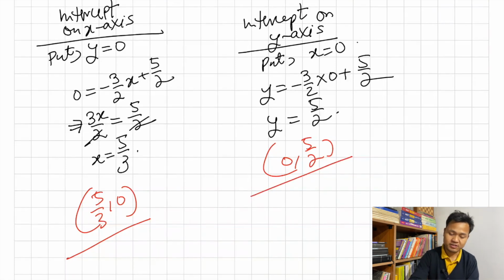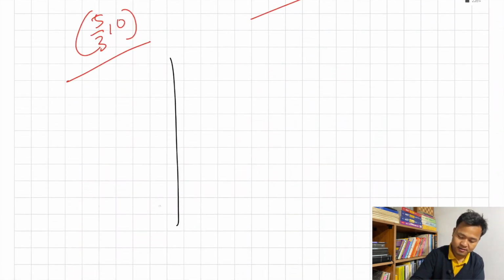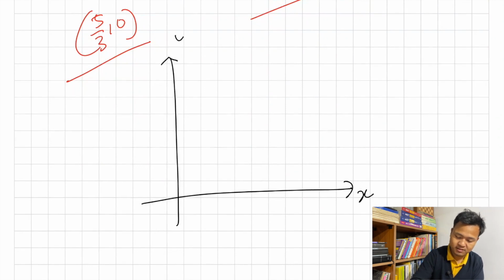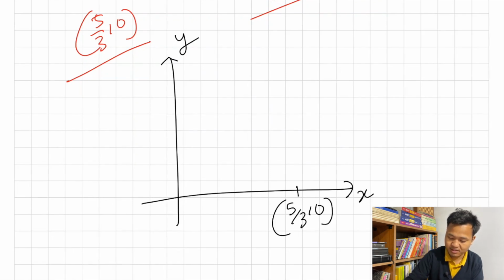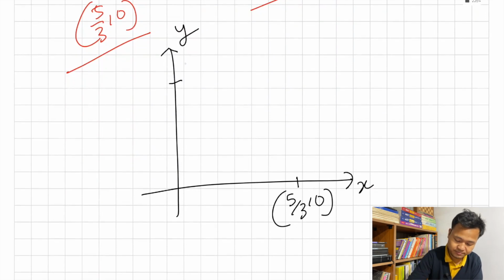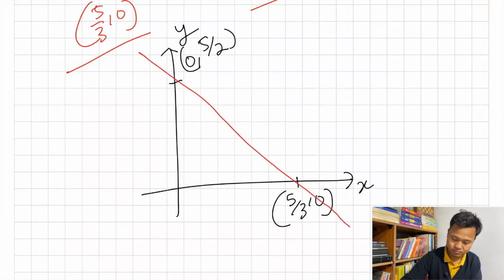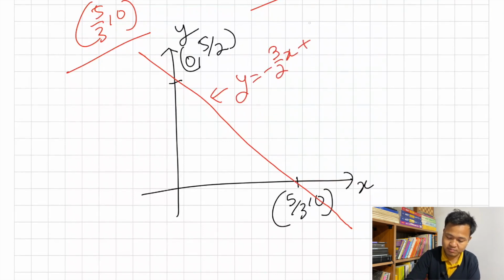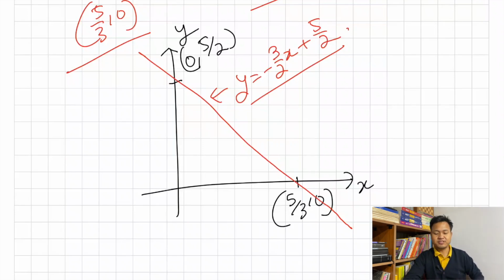Okay, so now let's plot these points. I have x, I have y. So where is 5 by 3, 0? So somewhere here, 5 by 3, 0. And where is 0, 5 by 2? 0, 5 by 2. Okay, so now you join these two. Okay, so this is the equation y equals to minus 3 by 2x plus 5 by 2. Okay. So this is how you draw the straight line in a graph.